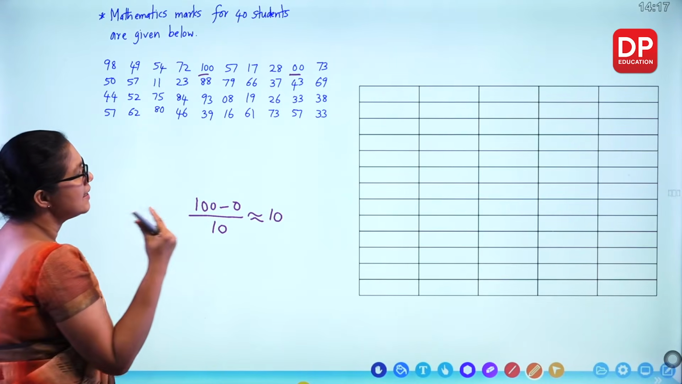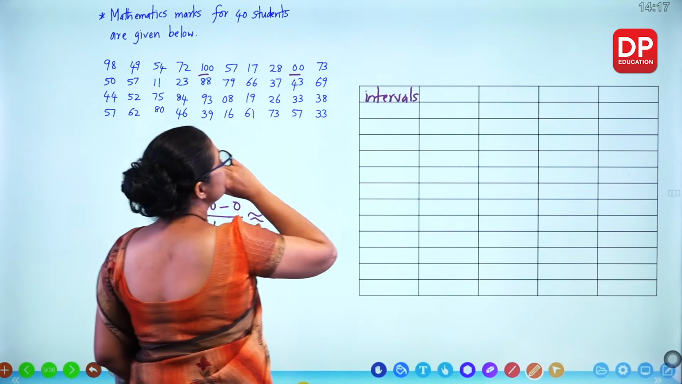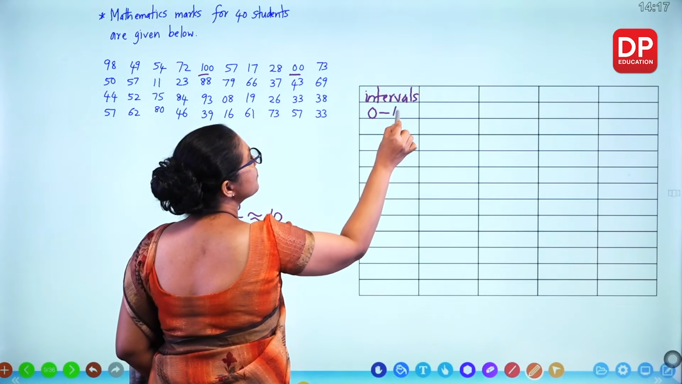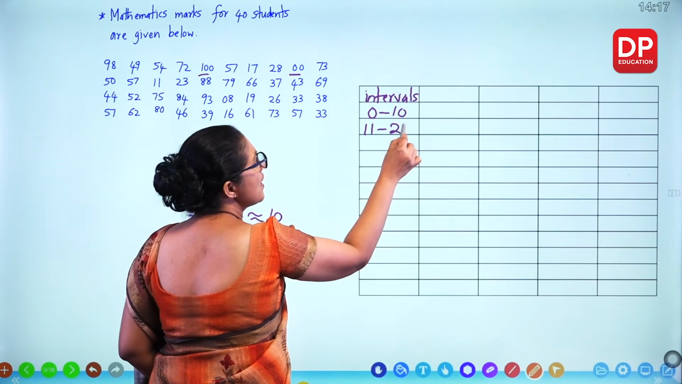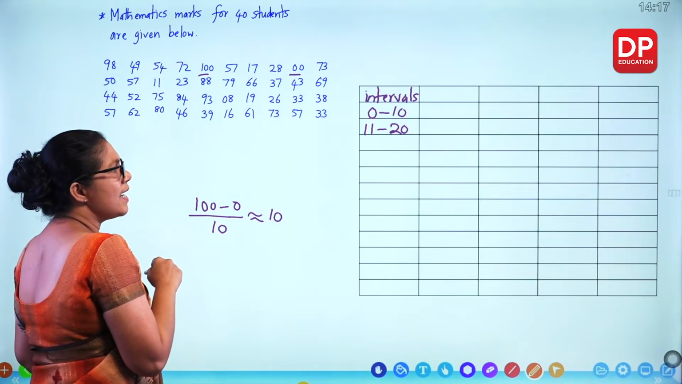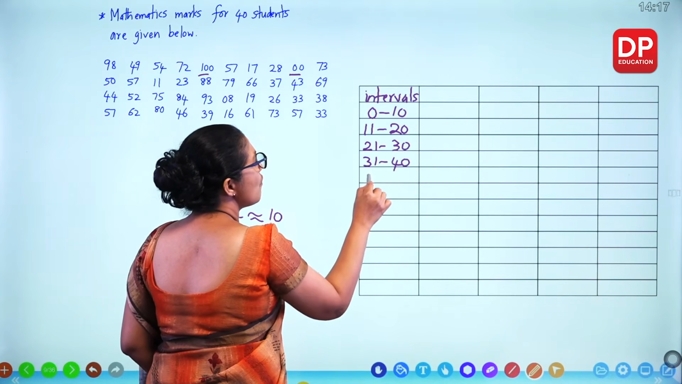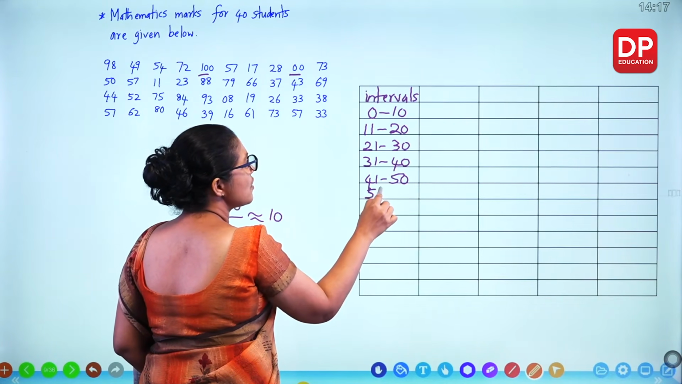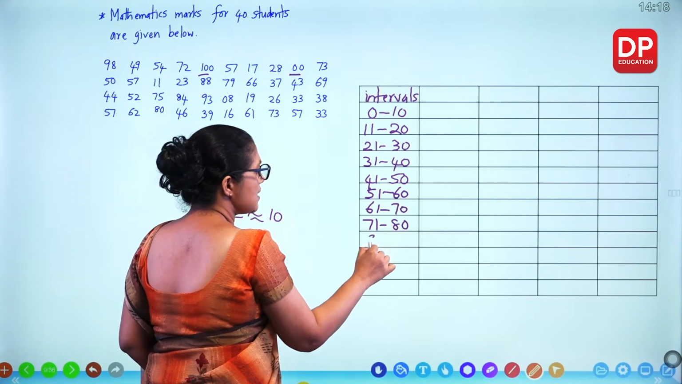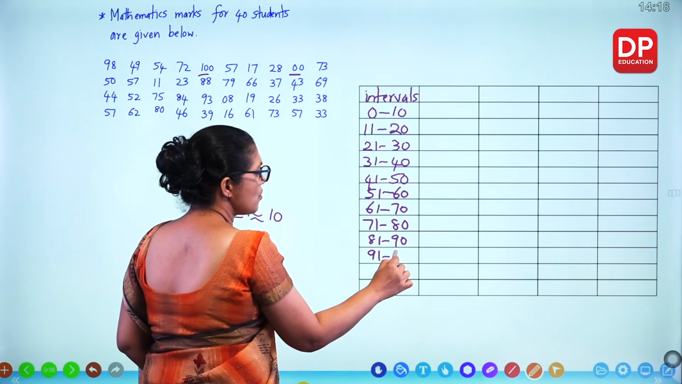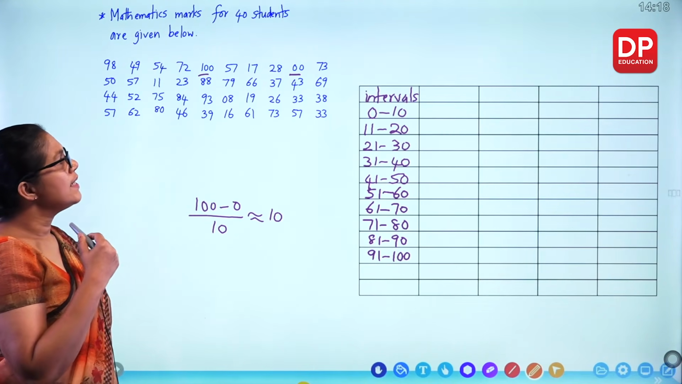So I can take the intervals as 0 to 10, and I can do 11 to 20 as well, taking the next number as 11. 21 to 30. 31 to 40. 41 to 50. 51 to 60. 61 to 70. 71 to 80. 81 to 90. 91 to 100. So these are my intervals.